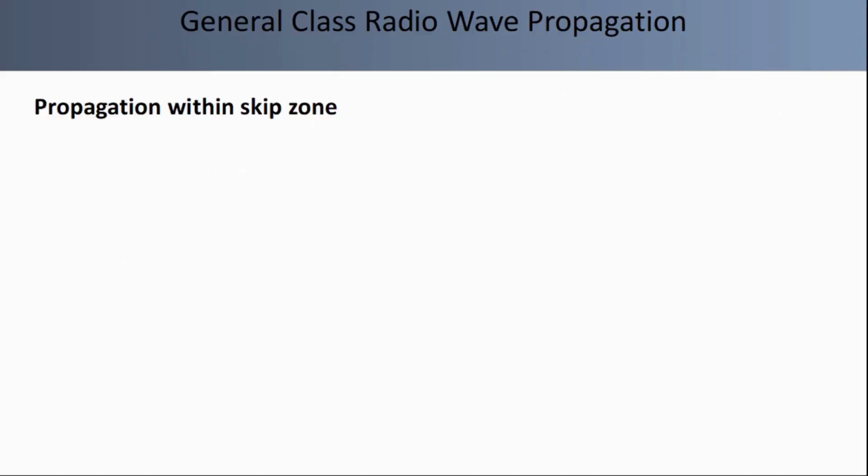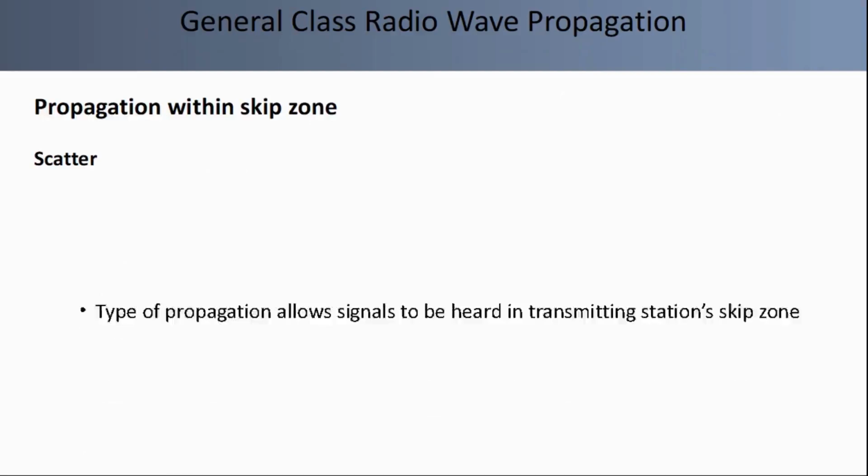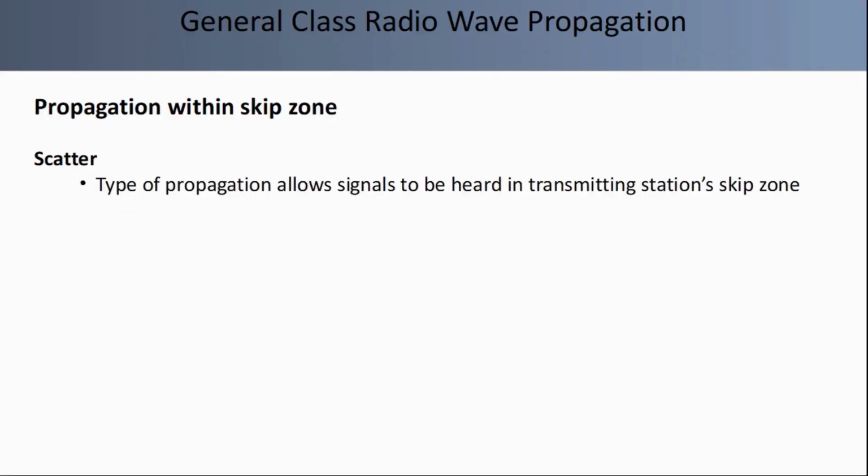Okay, so I mentioned earlier that the skip zone is kind of a dead zone. Most of the signal is actually going up overhead, and you're not going to hear it. But there are some modes where propagation within the skip zone can occur. There are quite a few questions in the pool about this next mode, so I suggest you get familiar with it. And that's scatter propagation. Scatter propagation, in the answer, is a type of propagation that allows signals to be heard in the transmitting station's skip zone.